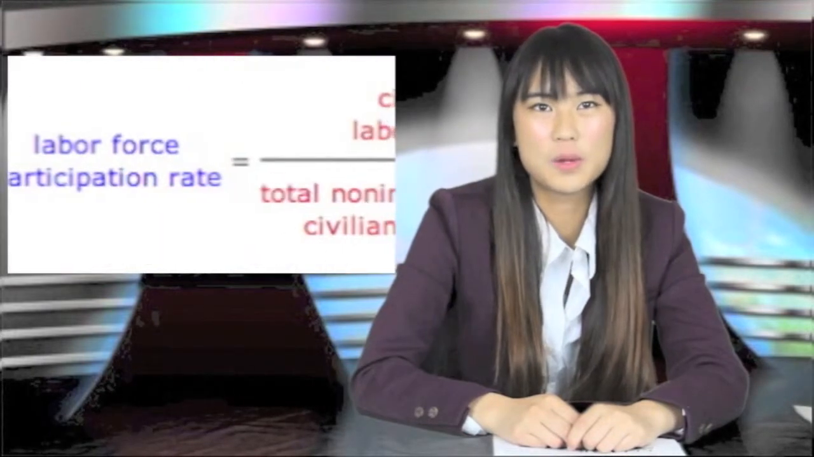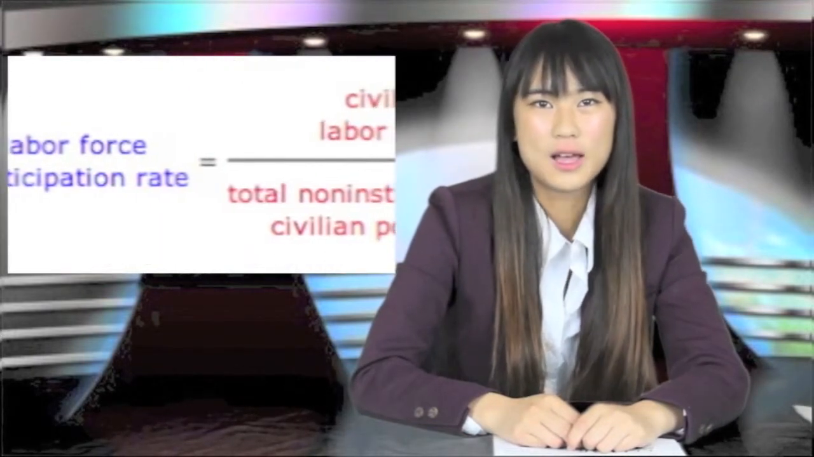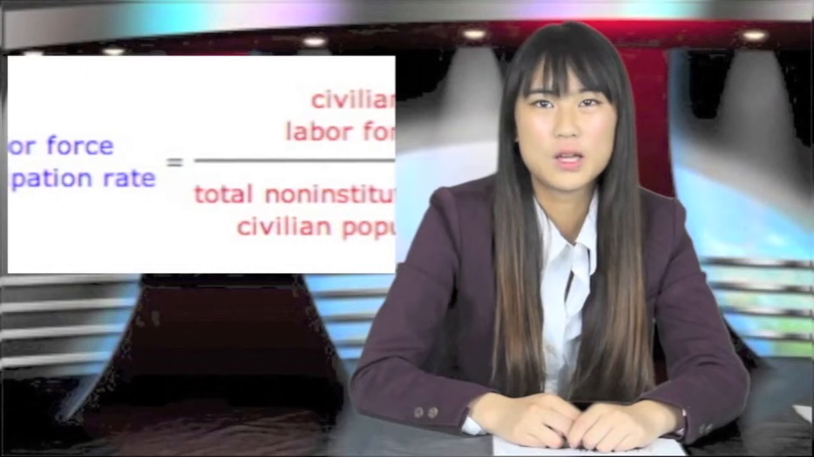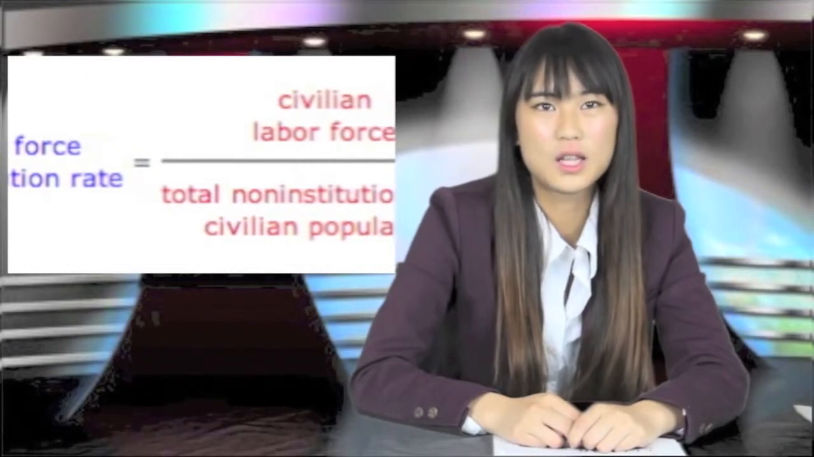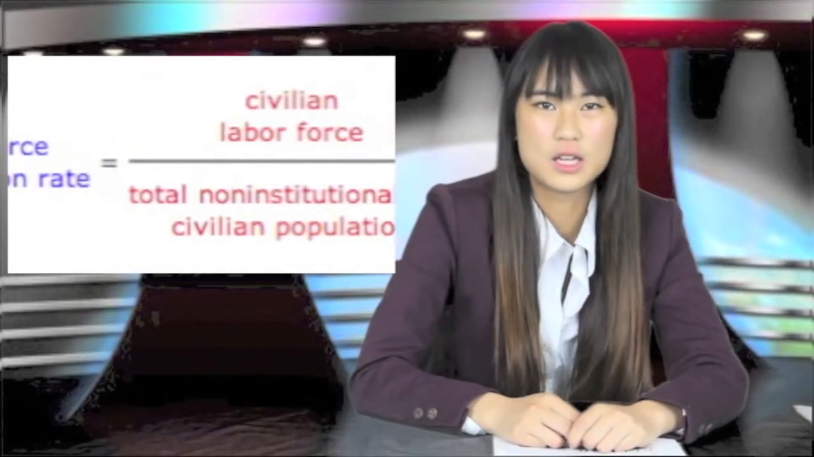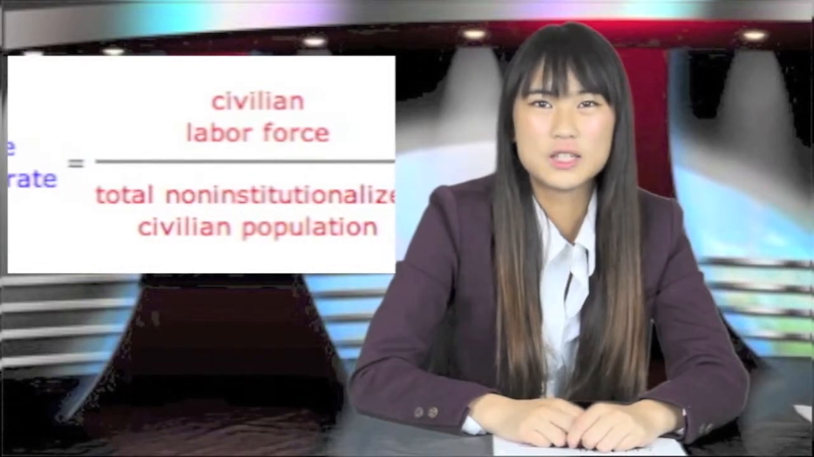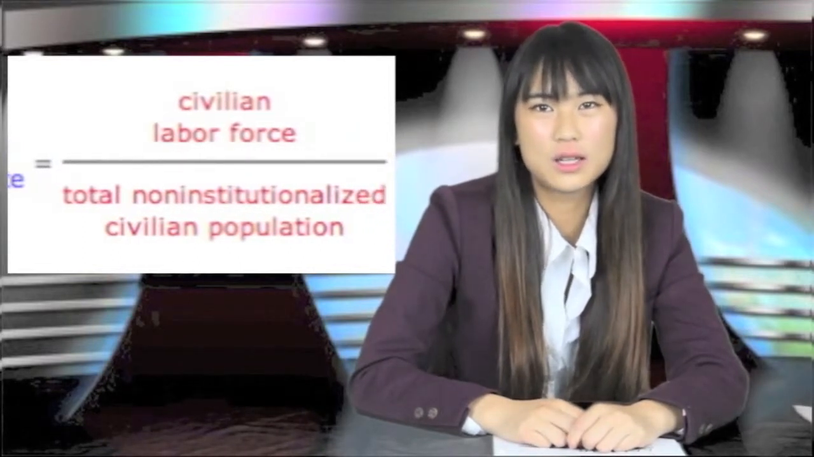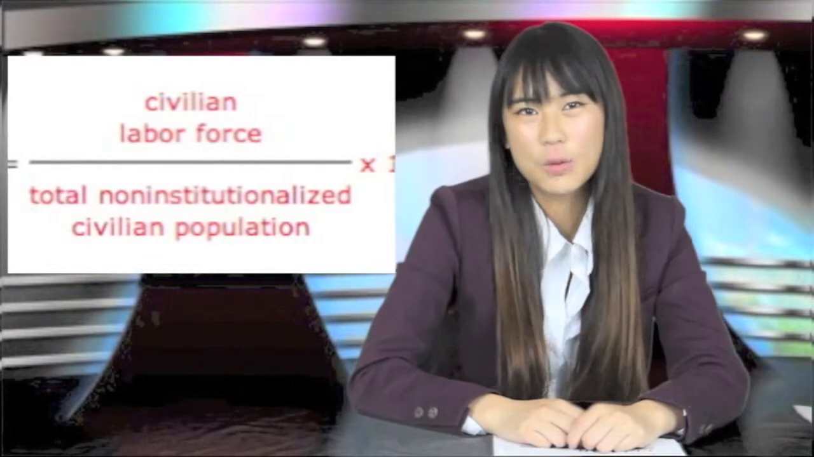It has been recently reported by the Bureau of Labor Statistics that the unemployment rate in the United States has decreased to 7.5% in April 2013 from 7.6% in March 2013. The unemployment rate measures the number of people actively looking for a job as a percentage of their labor force, which is calculated by the civilian labor force, which consists of ages 16 years and older, divided by the total non-institutionalized civilian population times 100.